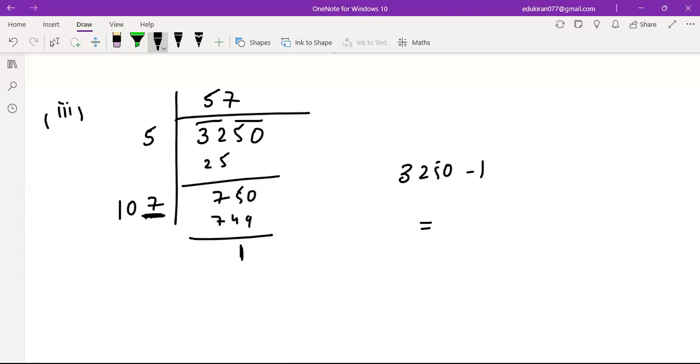And once you subtract this, you got 3249. So that's why, ma'am, the square root of 3249 would be 57. This one. Fine? Got it? Yes, ma'am. Okay. Everybody noted down the third one. The rest one you will be doing then.